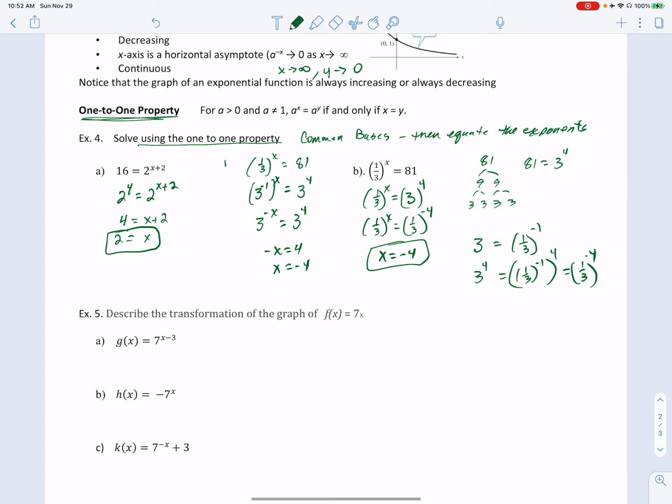So there's an alternate way to see that. Either one is just fine. But the key is to rewrite with common bases. And then after you get the common bases, you can just equate the exponents and solve from there.